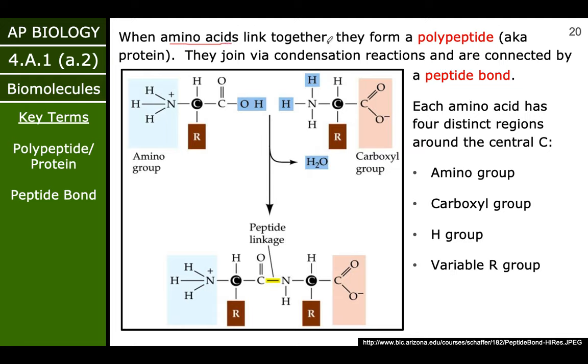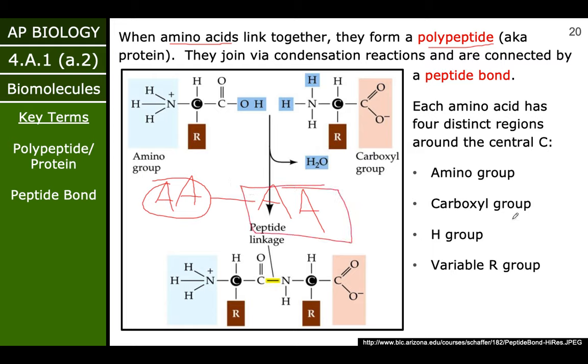Amino acids will link together and they form a polypeptide, also known as a protein. And we link those things together via a peptide bond. So if I have an amino acid here, and I have an amino acid here, I'll draw a different shape because maybe it's a different amino acid. Well, they're linked together via a peptide bond. That's exactly what this diagram here is showing you, but I'm trying to take out all of the chemistry for now so that you can just understand the concept and then look at the chemistry.